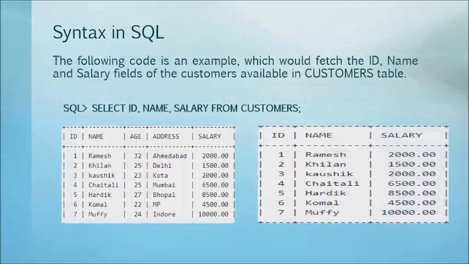The following code is an example which would fetch the ID, name, and salary fields of the customers available in the customer table. So we have the SQL statement: select ID, name, salary from customers. From our customer table, we will only display three fields: ID, name, and salary. So our generated output is ID, name, and salary. We will ignore the columns age and address.